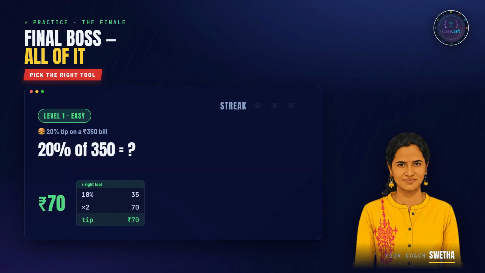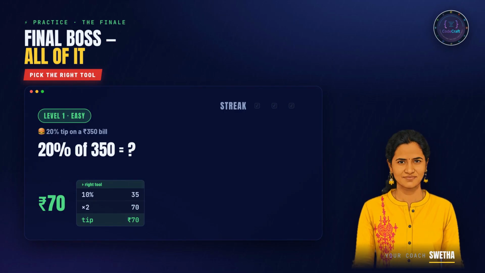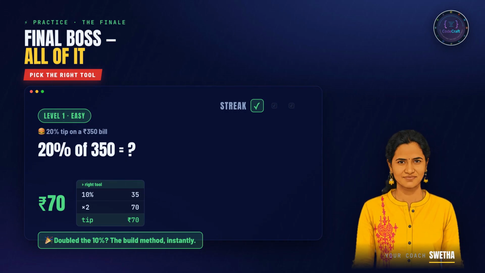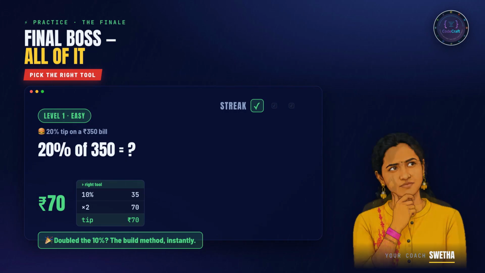10% of 350 is 35. 20% is just double that, 70 rupees. If you found 10% and doubled it, that's the build method working instantly.